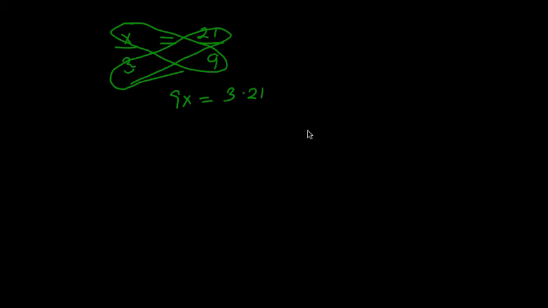Scroll down a little bit. So first I'm going to bring down my 9 times x because there's no work to do there. But this 3 times 21, I can go ahead and multiply that together, which would give me a total of 63, because 21 times 3 is 63. Now, next step is to divide both sides by 9. Those two cancel out, leaving me with x on my left side equals 7 on my right side.